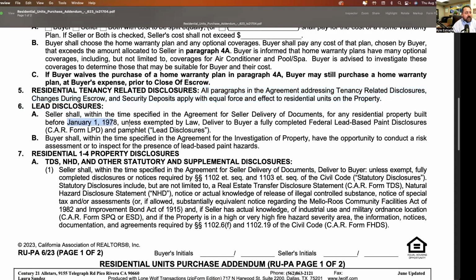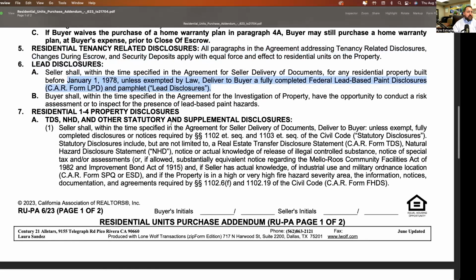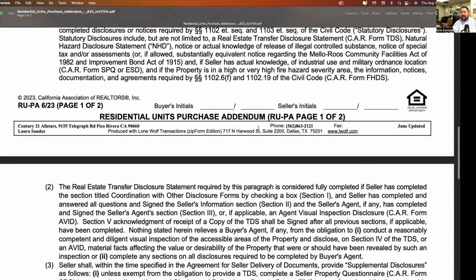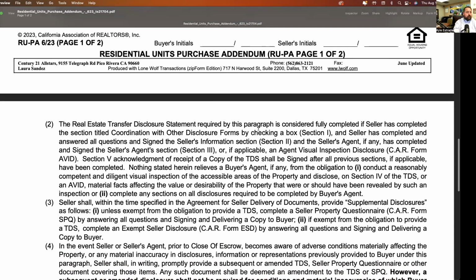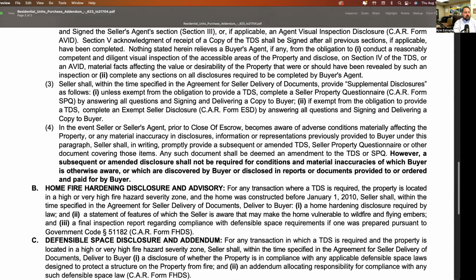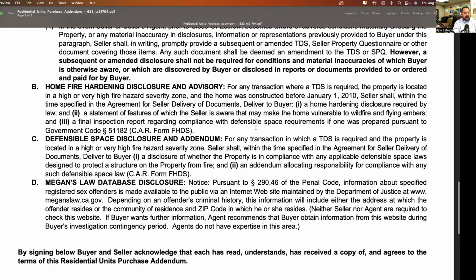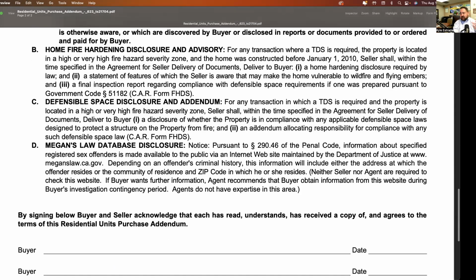Lead disclosures, now you're required to provide the lead disclosures. Anything that would be required in a 1 to 4 unit property disclosure is now required. Right? So it's stating like, hey, I know this was commercial, but you got to do a TDS, an SPQ, a lead-based paint, all the stuff that is required for that residential unit, you have to do it. Talks about what those mandatory disclosures are, the home fire hardening, the Defensible Space Act that we've talked about in the past.